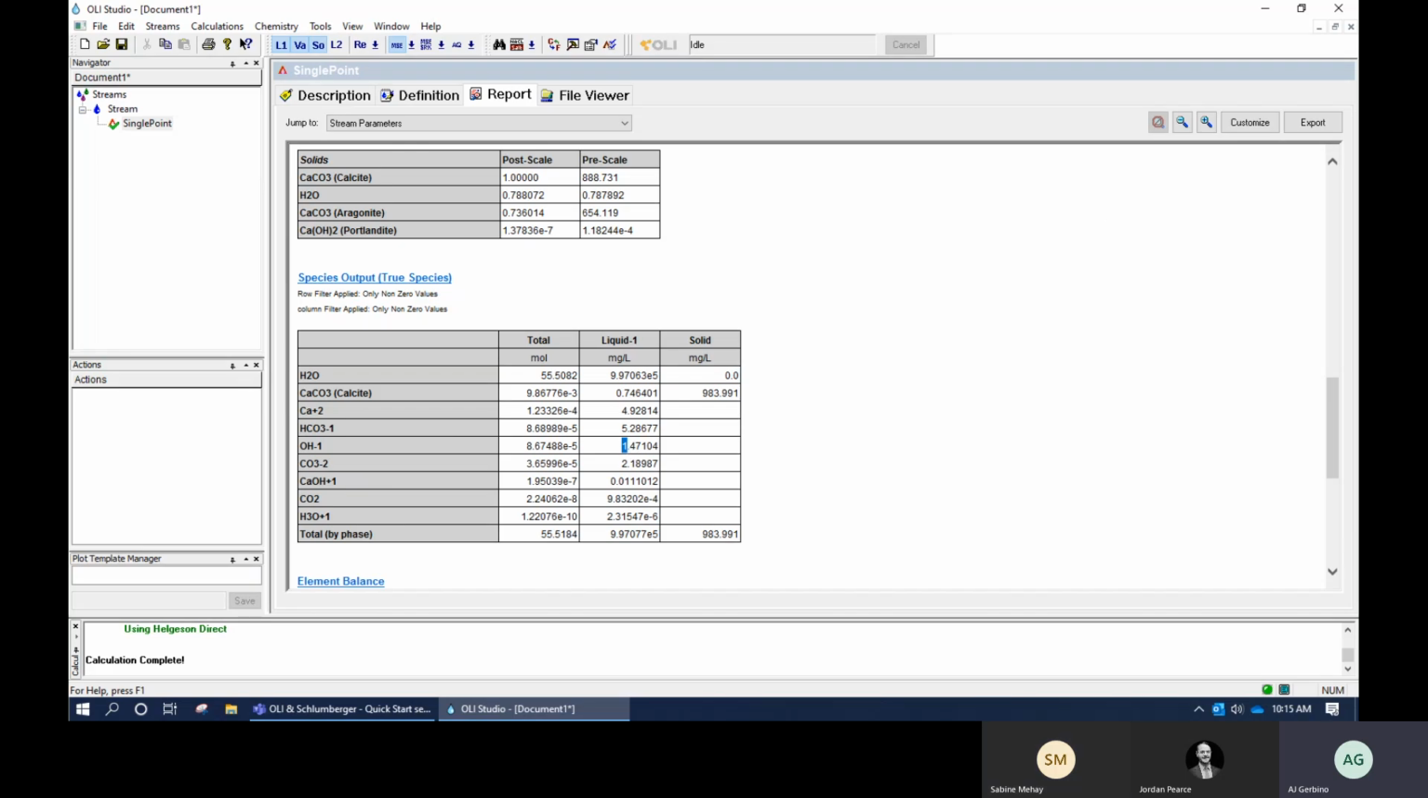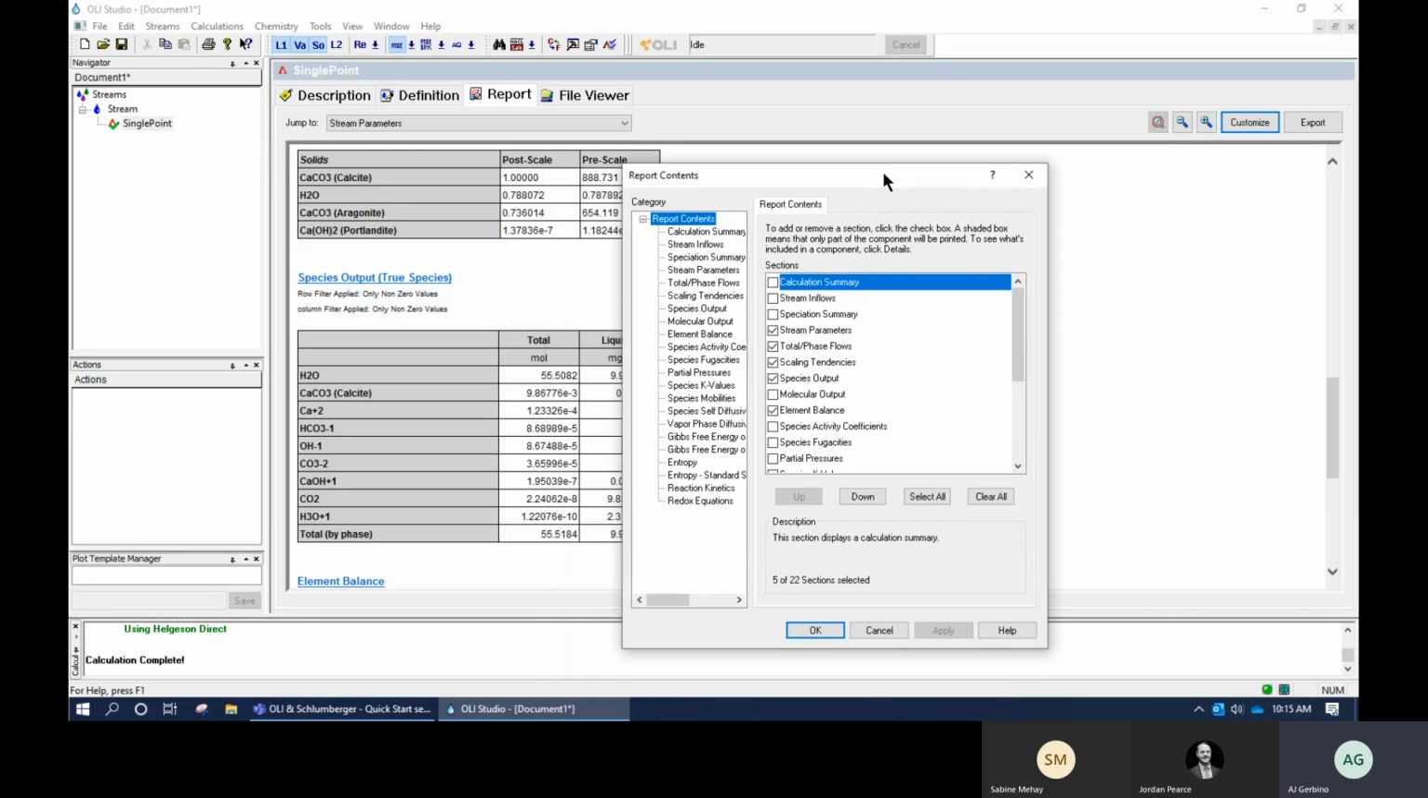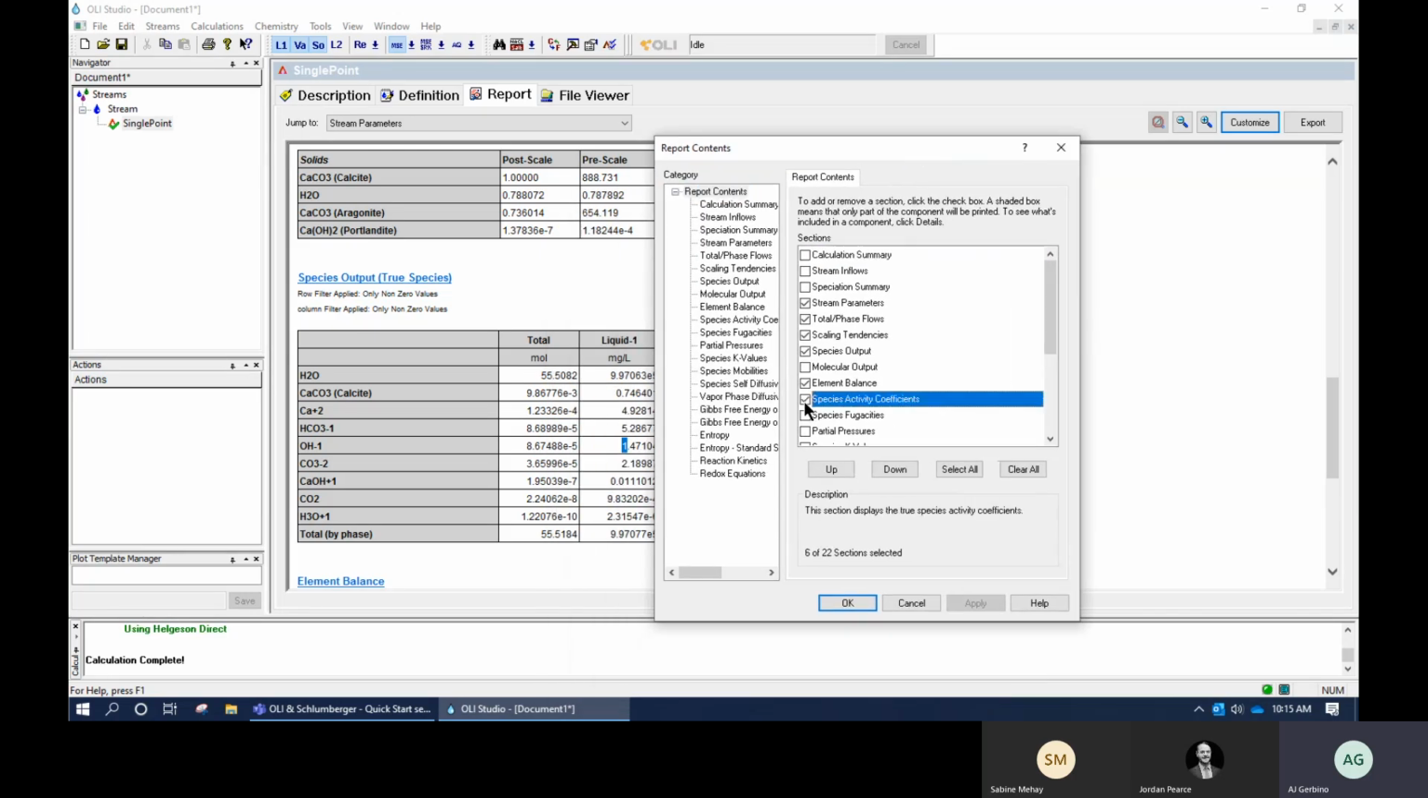But that's only a piece of it. The more important piece, and I'm going to click on the customize button here, is to bring up those activity coefficients and those equilibrium constants. These are things you'll know about as well.